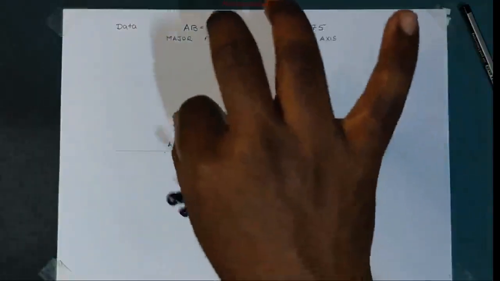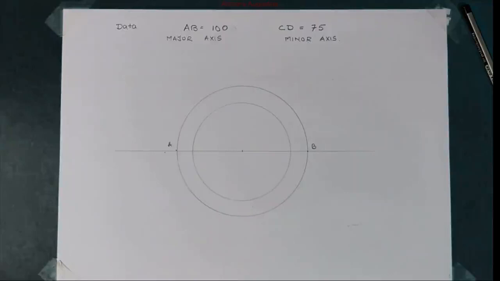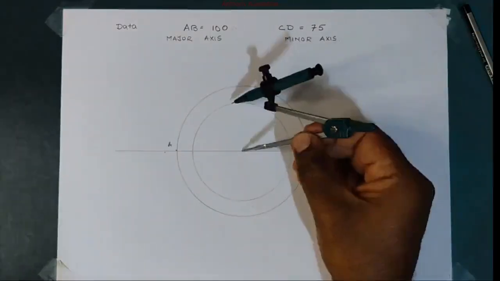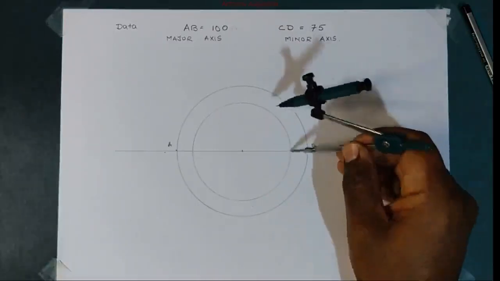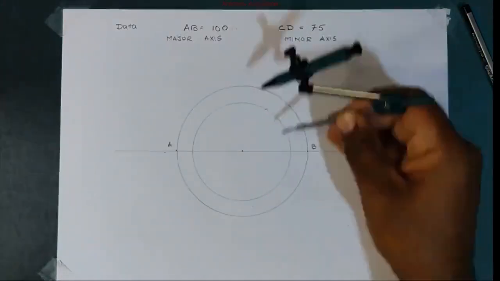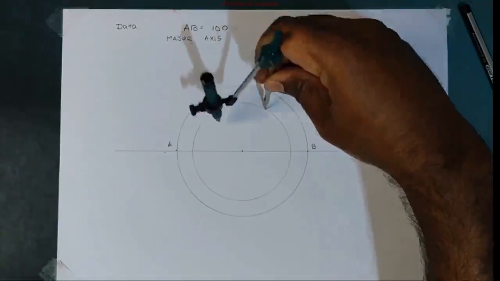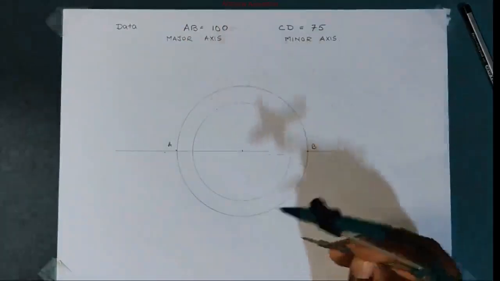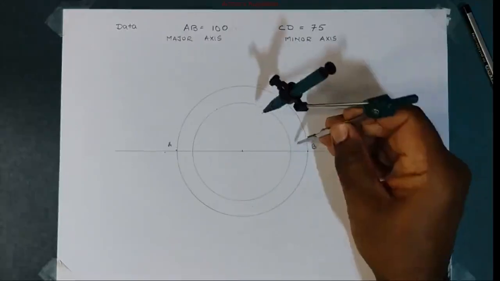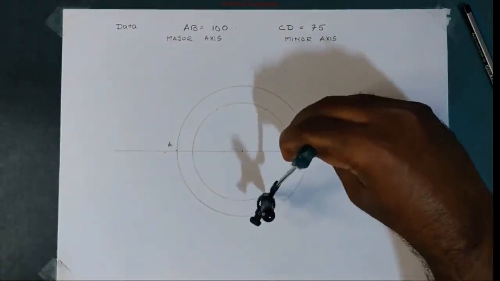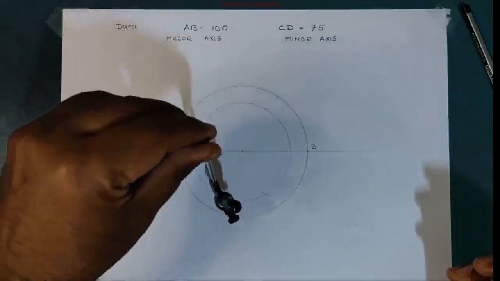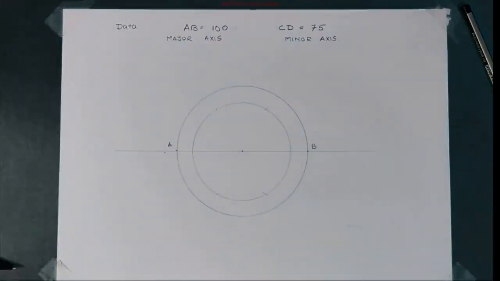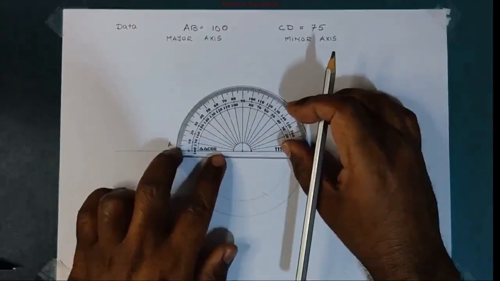So the total diameter of the inner circle is 75 mm. Now what I do is I divide, using the same radius, the circle into 6 equal parts. Now I construct a perpendicular through the center.